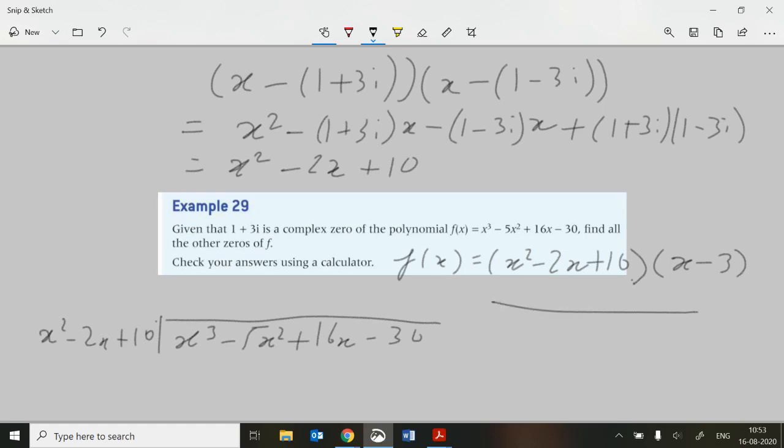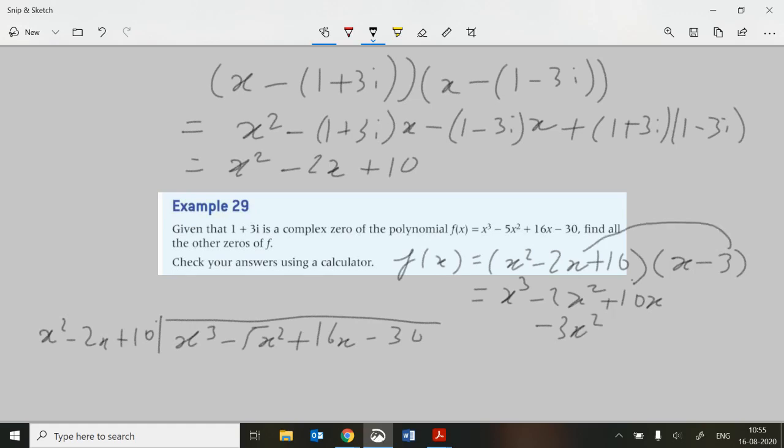You can multiply this out to verify that's true as well, and I think that's probably the easier thing to do in this case. So we could check that we're getting x cubed minus 2x squared plus 10x when we multiply everything by x, and when we multiply everything by minus 3, we'll end up getting minus 3 times x squared, giving us minus 3x squared there.